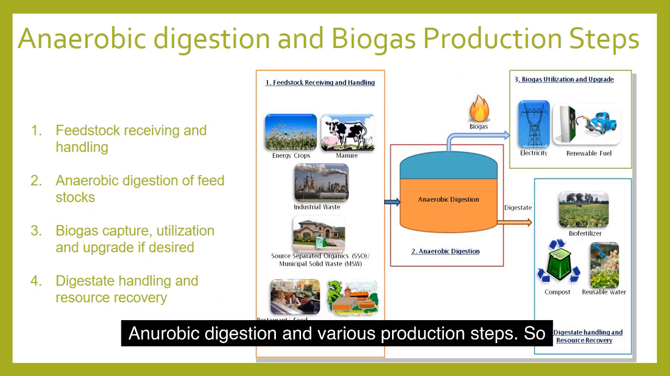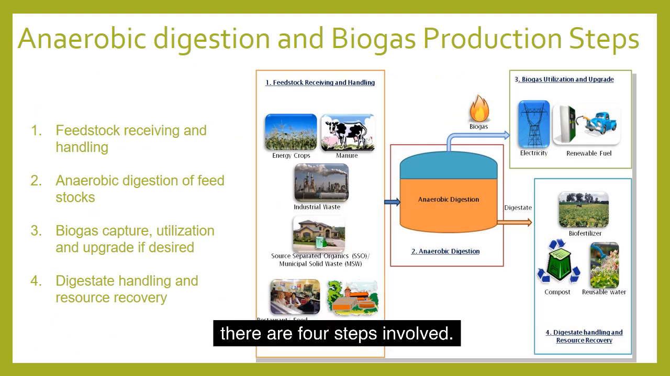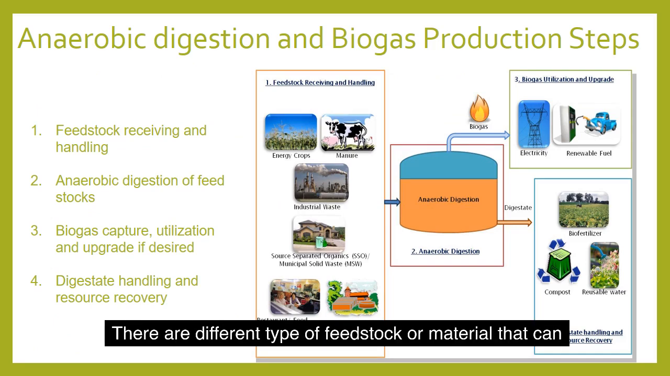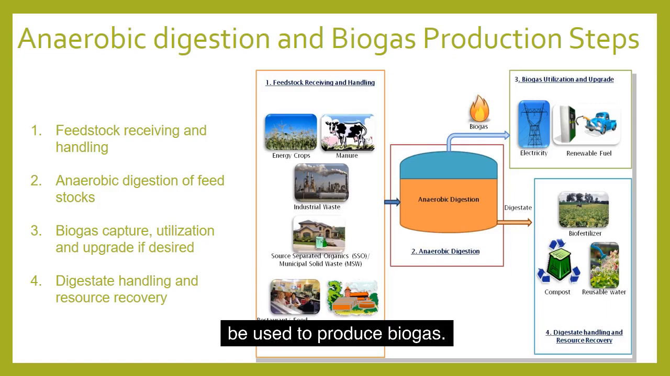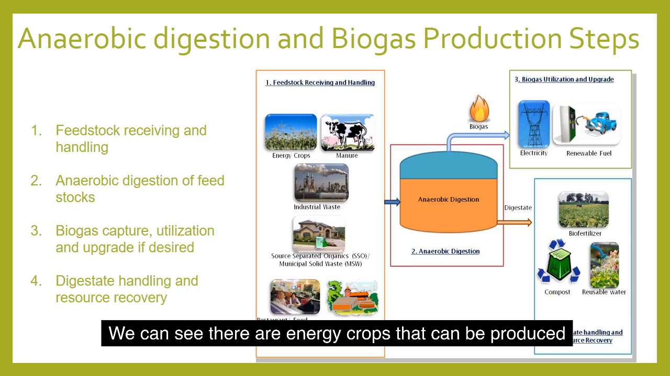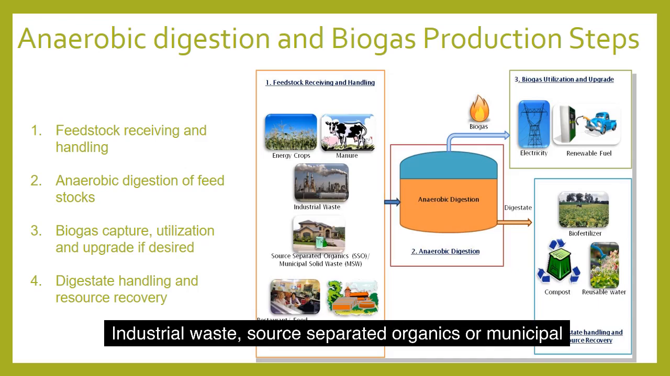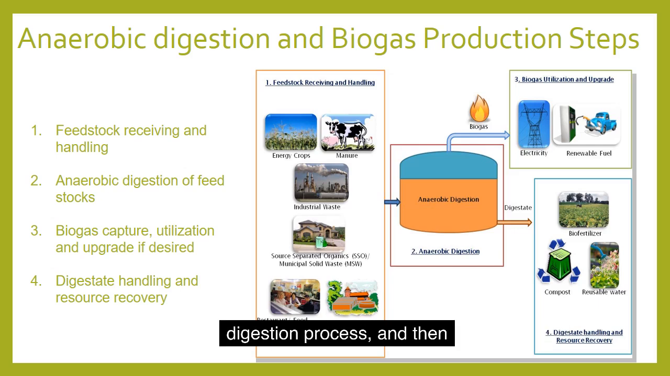Anaerobic digestion and various production steps. So there are 4 steps involved. The first one is feedstock receiving and handling. There are different types of feedstock or material that can be used to produce biogas. We can see there are energy crops that can be produced commercially, or manure from farm animals. Industrial waste, source-separated organics, or municipal solid waste also contain a lot of organics. Restaurant and food waste is also a very good source for the anaerobic digestion process, and then wastewater treatment plant sludge.